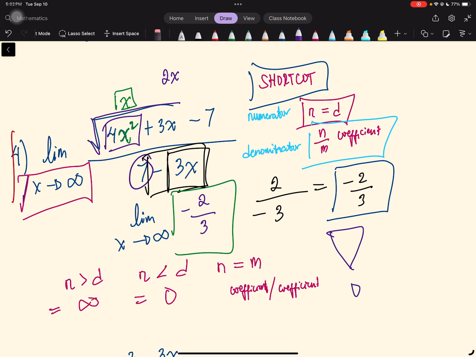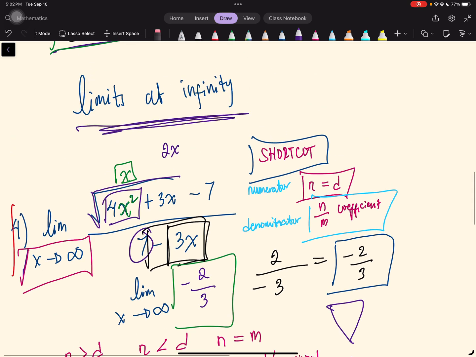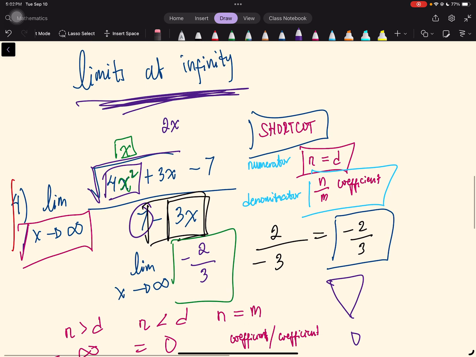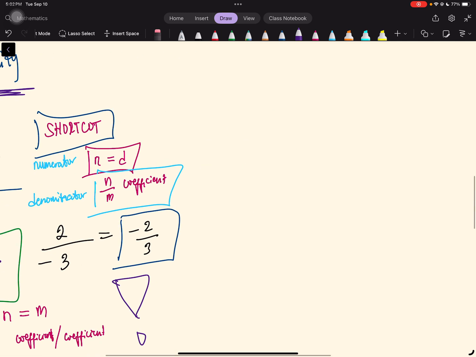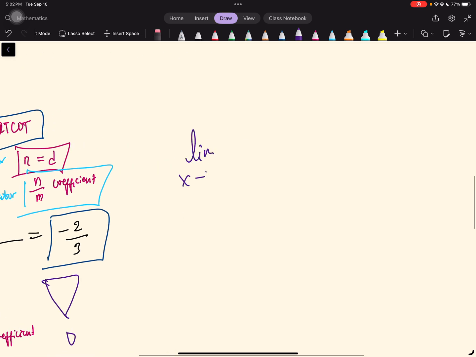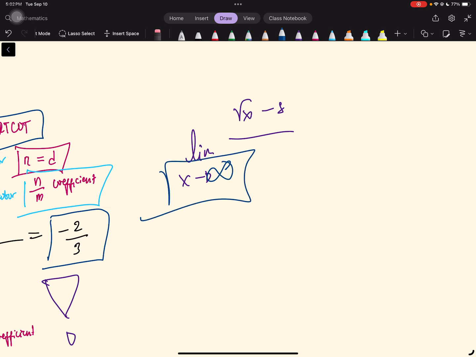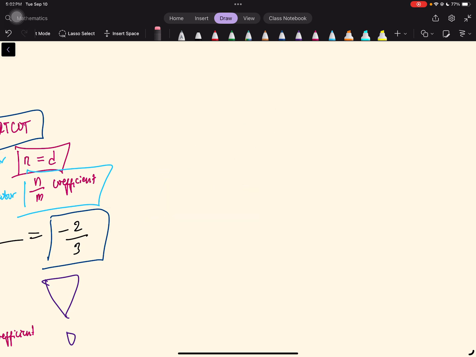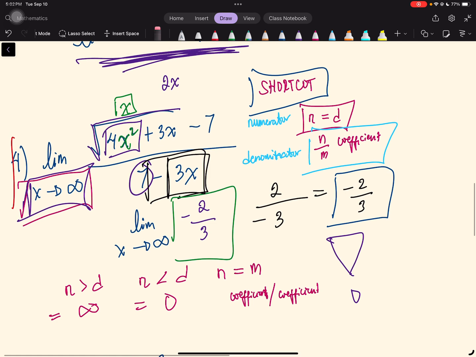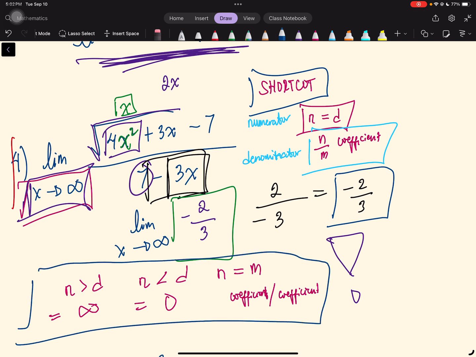Okay? This is applicable only when you have limits at infinity. When it's approaching infinity, don't do this if your problem looks like this. It's only applicable when it's approaching infinity. Okay? It's only applicable for limits at infinity. So, memorize this or know these things that I've written here.